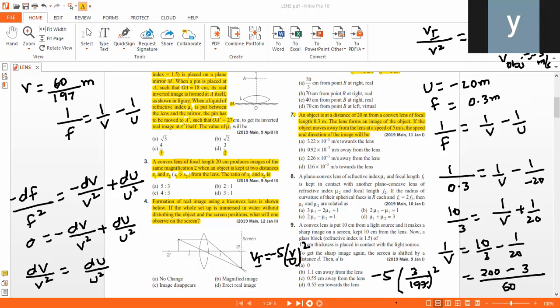Okay. Now do this calculation. Do this calculation and can you try this eighth one? I think plano convex lens, that one only. Plano convex and plano concave only. Do this calculation and complete, try this eighth question.